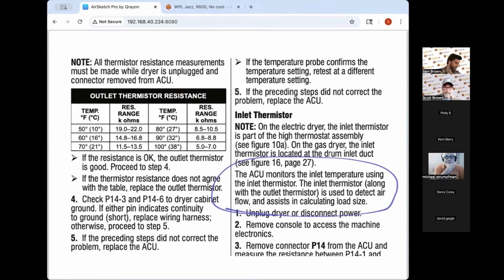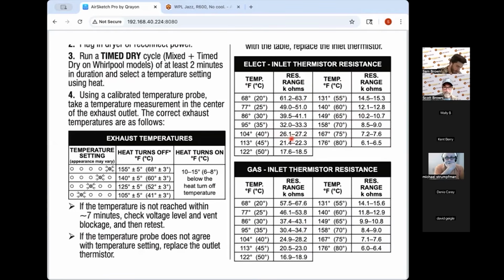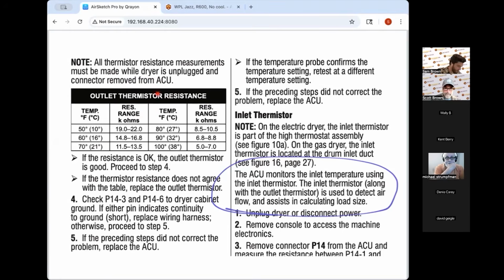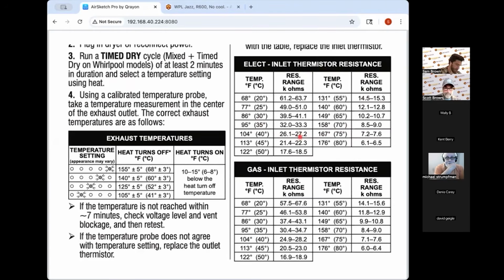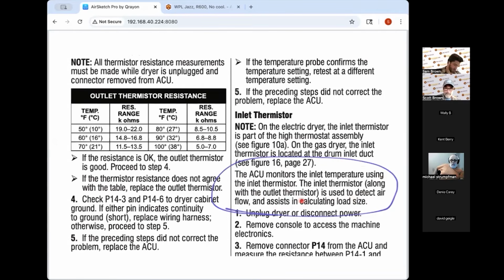Yep. And they got the inlet thermistor down here. Outlet up here, inlet down here. So you've got both of the resistance tables that you need buried in these dummy directions. And so one of the questions he asked in the topic was, how does it sense airflow? And the answer to that was in the purple circled thing on the other page, Sam. Yep. That's the answer right there.